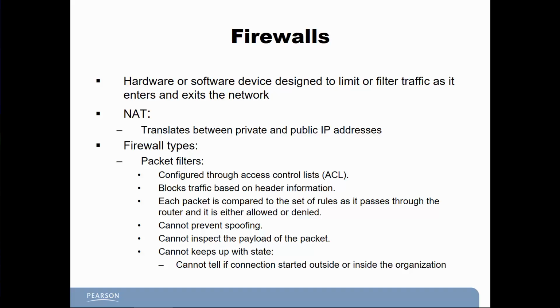Firewalls do not prevent spoofing. They normally do not inspect payload unless it's a specific type of firewall that actually does payload inspection or deep packet inspection. It doesn't keep up with the state, meaning it cannot tell if a connection started outside or inside of an organization. For whatever reason, NAT's here. NAT is network address translation, and it is the mechanism that actually translates between private and public IP addresses. Not really a firewall feature, but it's here for some reason.